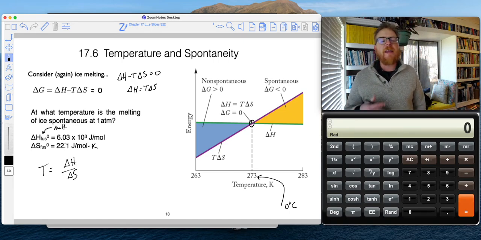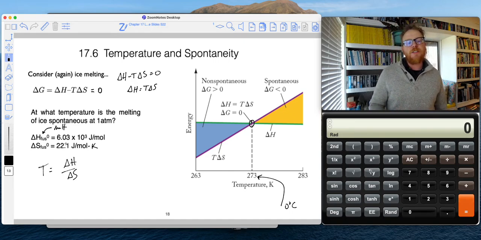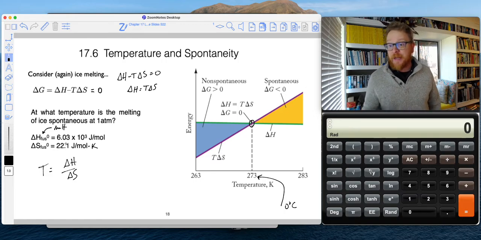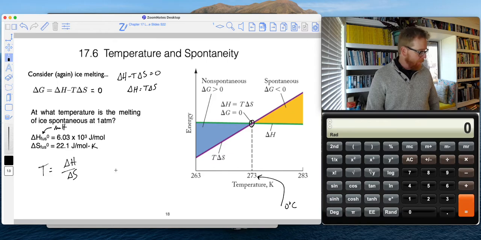If we were calculating at what temperature water spontaneously evaporates, then we would want the delta H of vaporization and the delta S of vaporization. But all the same, we have the fusion quantities because that's what we want. So now let's just divide those and see what we get.